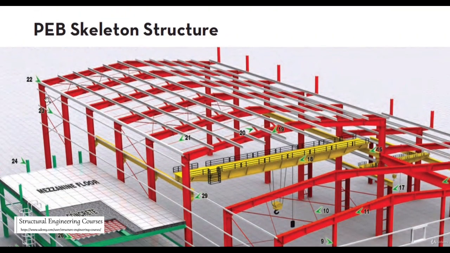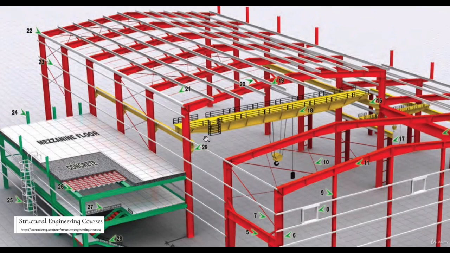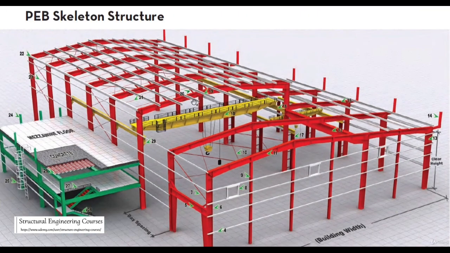So this is basically the eave strut. This is called the apex. That is the topmost point. That is general English grammar. So the topmost point is called the apex, and the bottommost point is called the eave.